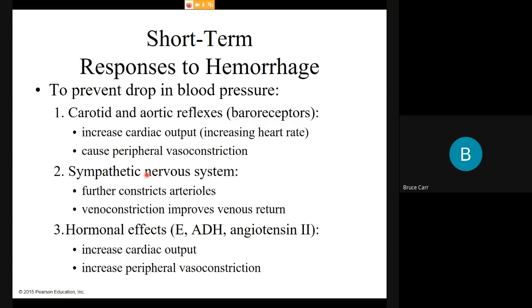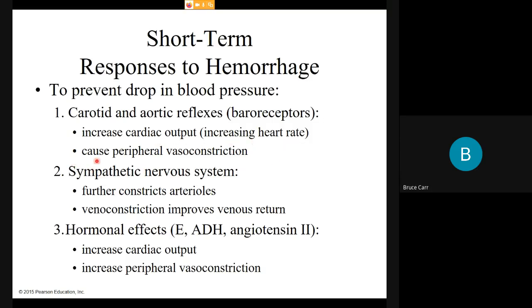So short-term responses. To prevent that drop in blood pressure, we're going to detect the drop in blood pressure from hemorrhage if it's extensive enough. We're here not talking about a minor cut, but I don't know how many of you have ever witnessed an injury, but we routinely give away a liter of blood at blood donation drives, but I can tell you that a liter of blood on the floor looks like a lot of blood. At that point, we're starting to detect it with baroreceptors in those critical vessels here in the aorta and the carotid that we learned about, which are going to be detecting that decrease and increasing the heart rate.